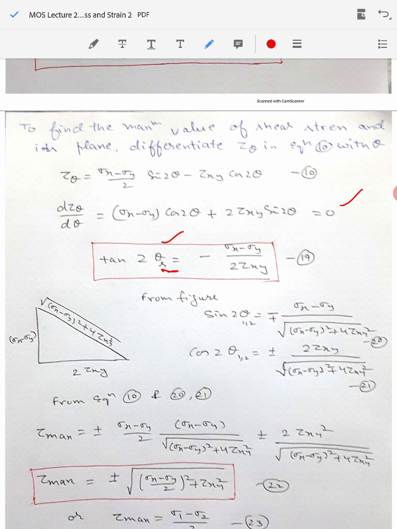And now again I can represent it in the form of a triangle. Because this tangent of 2 theta is perpendicular divided by base, as sigma x minus sigma y divided by 2 times tau xy, I have just dropped the minus sign here. Because there will be two planes, the other plane will be at 180 degrees to this plane, so theta will be separated by a 90 degree angle.